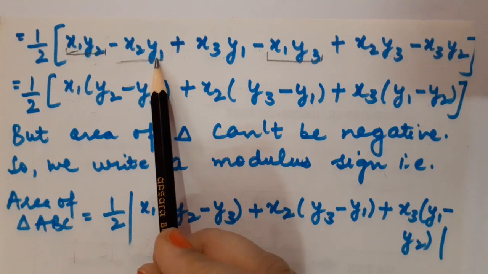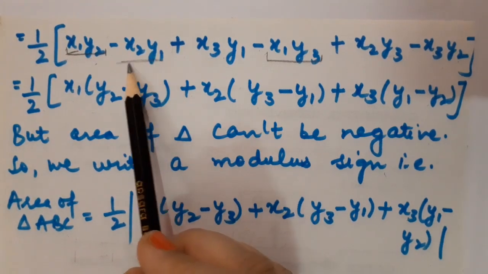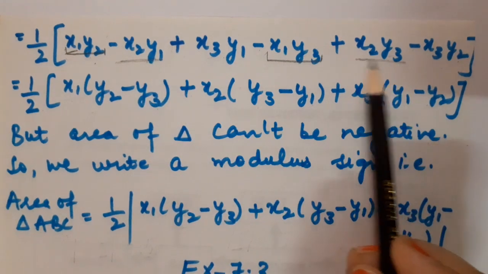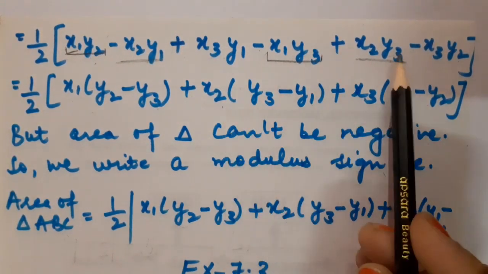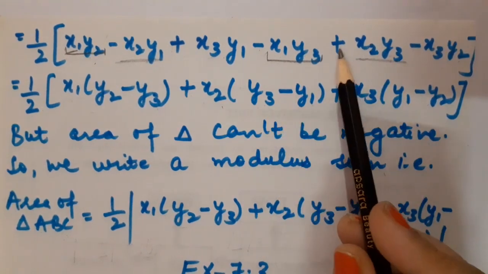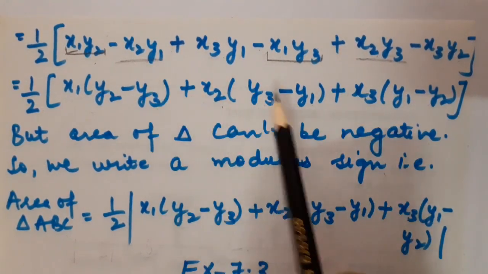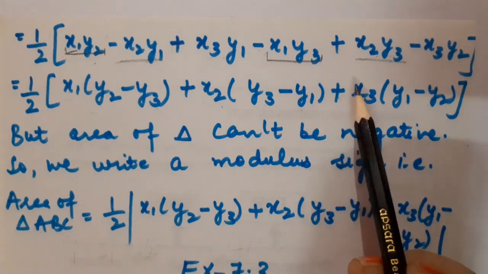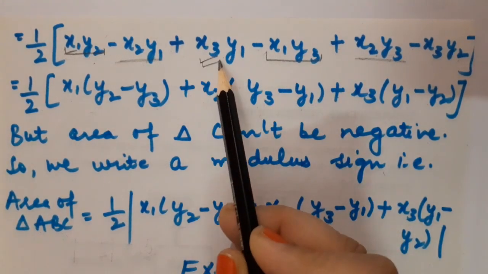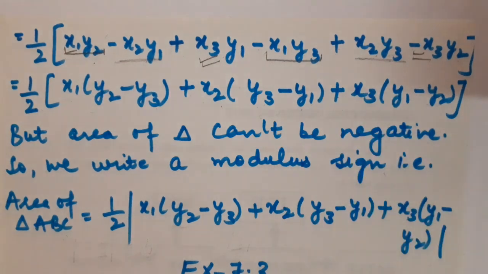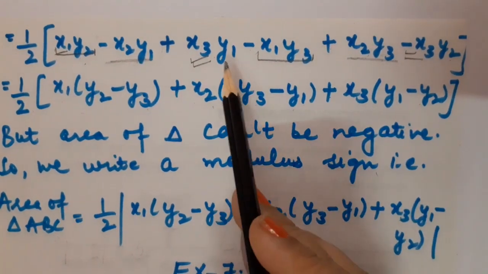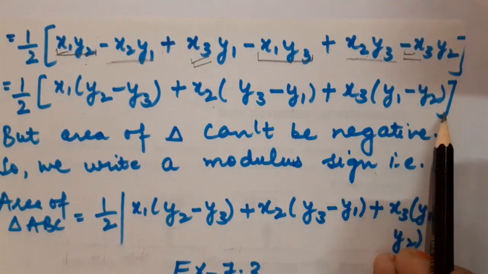Now this is x2 y1 because I have to pick those very terms in which x2 is present. So this is x2 y1 and another one is x2 y3. Let us take x2 as common. So y3 will be written first. Why? Because this is with plus sign, minus y1. Okay, plus. Now pick those very terms in which x3 is present. So these are those two terms. So x3 into y1 minus y2. This is y1 minus y2.